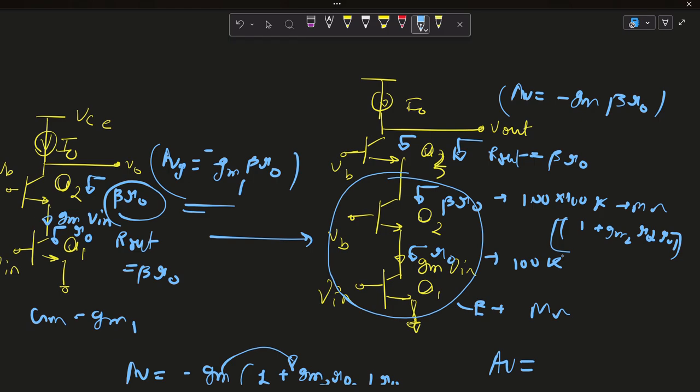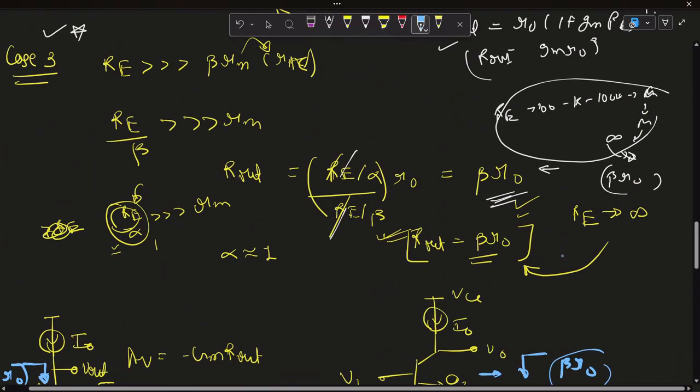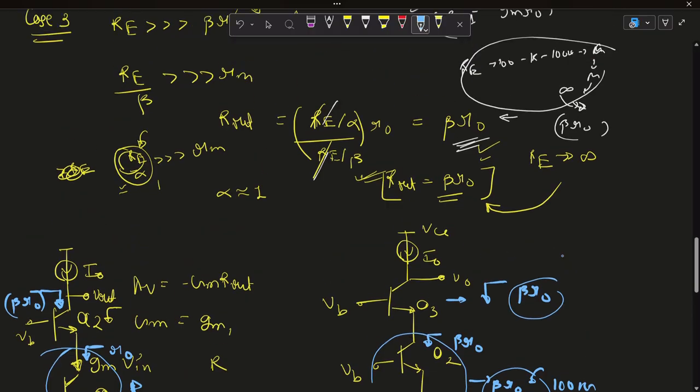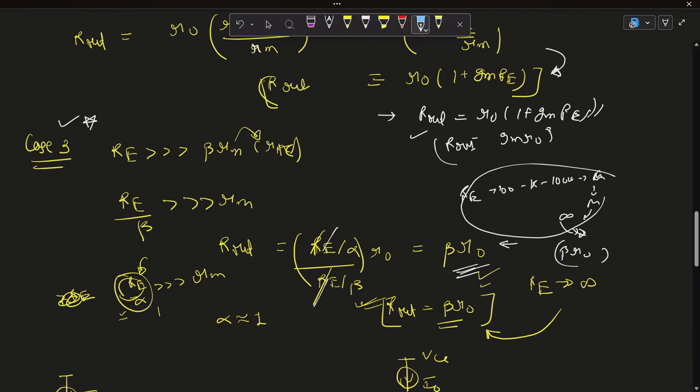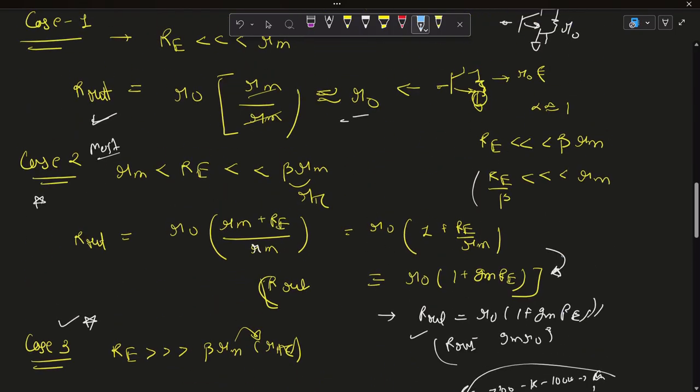So that's my video. I want to conclude this video by saying the gain is saturated to beta R naught, and this is my analysis. It can be asked in an interview why the output resistance of BJT is saturated to beta R naught. So I think this is the solution.